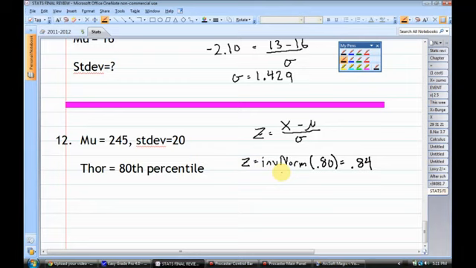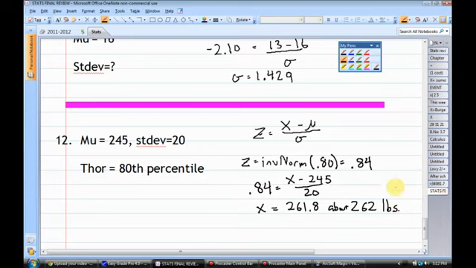Okay. Now that I have my z-score, I can look at the transformation. The z-score equals Thor's weight, which we don't know, minus the average weight, which we do know, divided by the standard deviation. I'm not going to tell you how to do algebra. I got it. 261.8 or 262. So about 262 pounds.